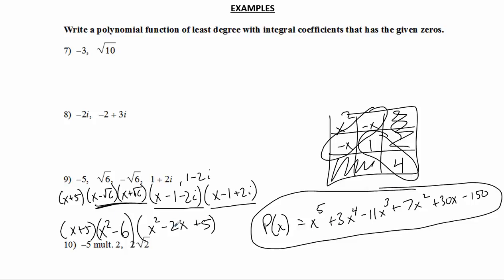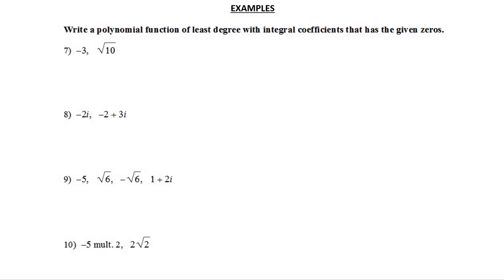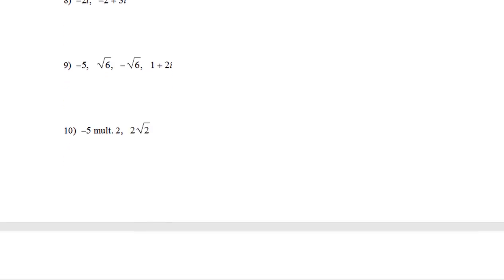Again, if you need help multiplying binomials and trinomials, go back to 4.2. I'm not going to spend much time on that because you reached this point, so you are successful on 4.2. So let's go to number 10 here. Number 10 is going to be a little bit tricky, so let's get started.